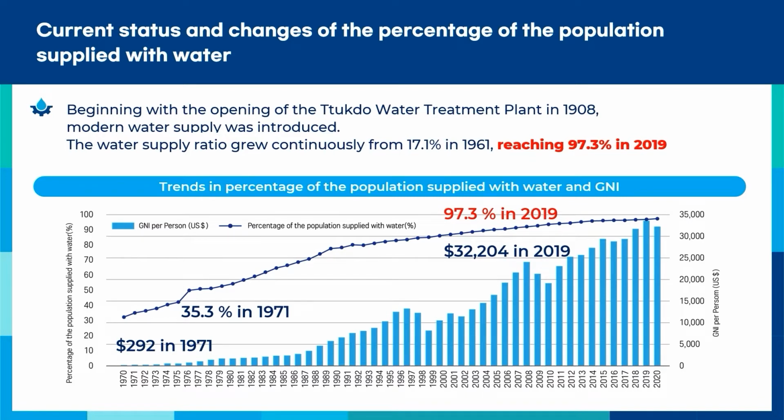In 1971, Korea was extremely poor, with a per capita national income of only $292. Despite this, the period of reconstruction after the Korean War was a time when a great amount of effort was put into the water supply system. The important point to note here is that the development of the water supply system actually happened much faster than the development of the national economy.